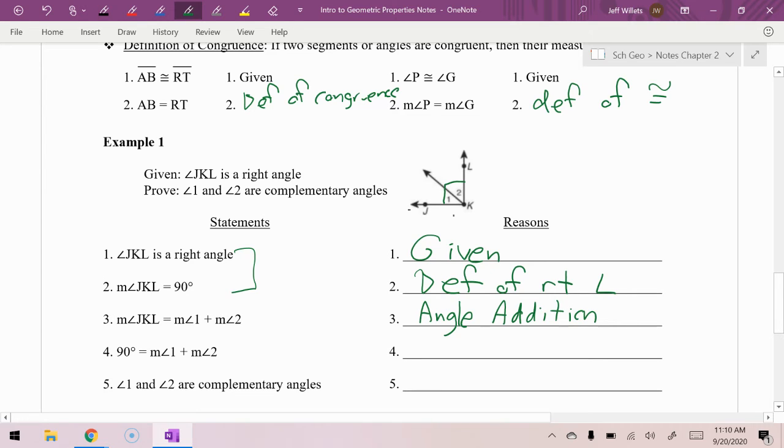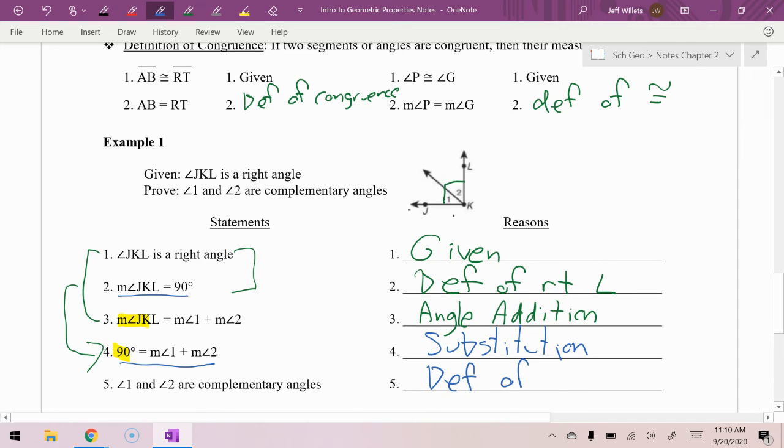Now think about how we get from 3 to 4, or rather from all of this to 4. Notice what we did. We replaced JKL with 90 degrees. We knew that from line 2, so we substituted a value for JKL, and that is called substitution, which we saw in the first lesson. Then, angle 1 and 2 are complementary angles. Well, that's exactly what complementary means. So that's the definition of complementary angles.